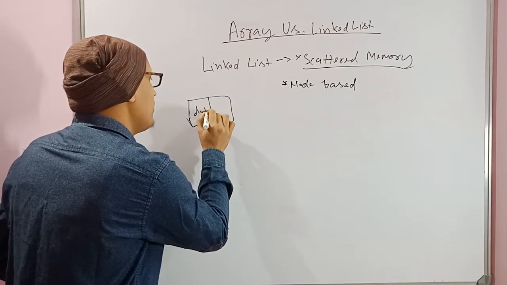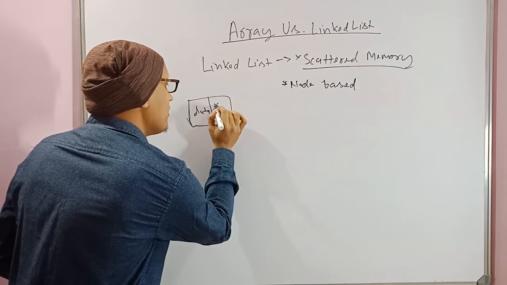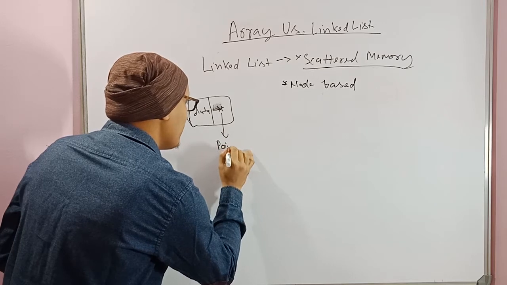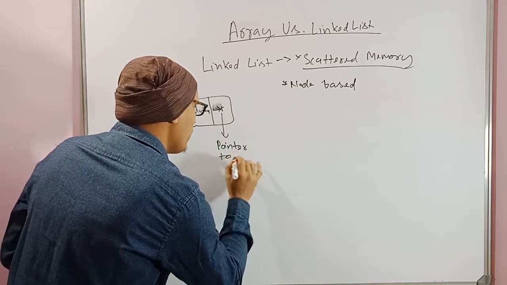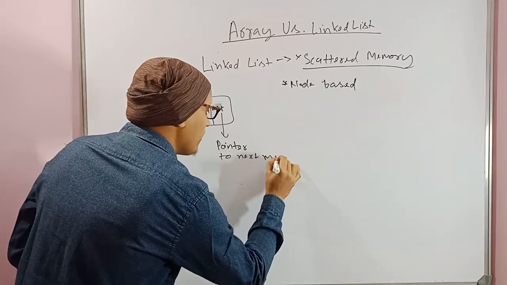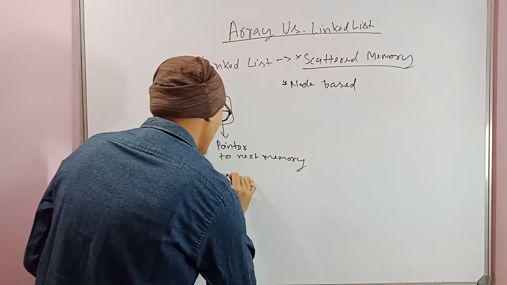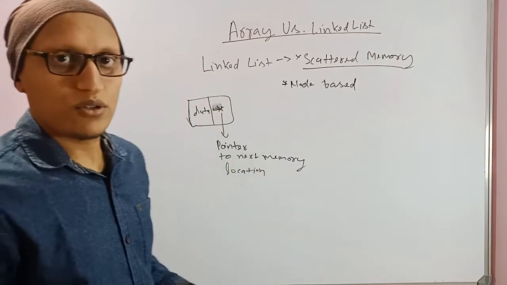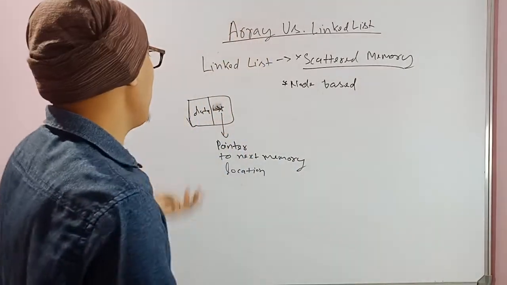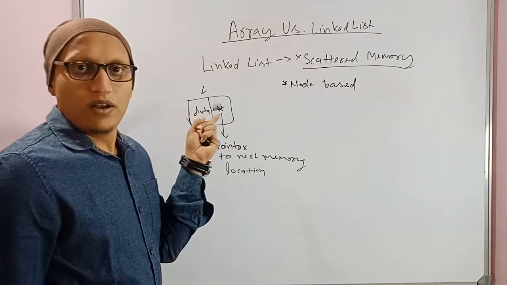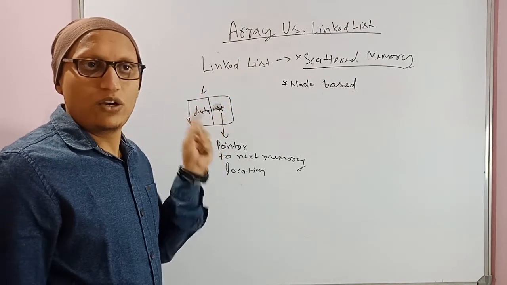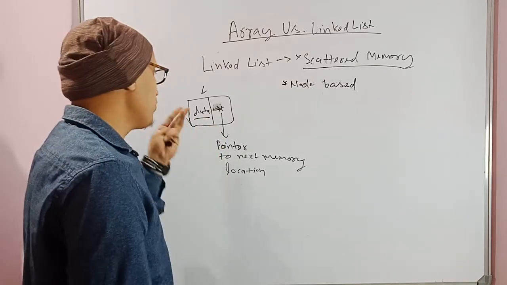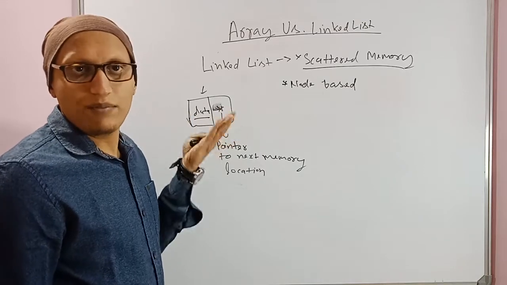where this will be data and this is pointer to next memory location. Okay, pointer to next memory. So just to remind you, there will be a node where the node will be containing two fields, two kind of data. First is like data, whatever data you want to store. So this can be of any type, whatever type you want to define.